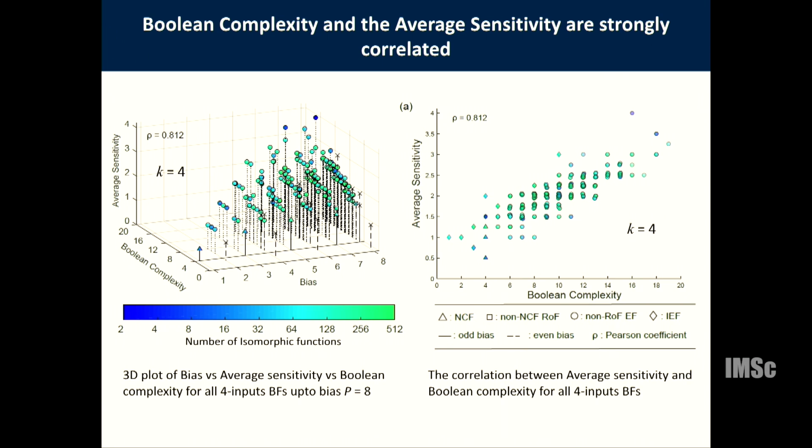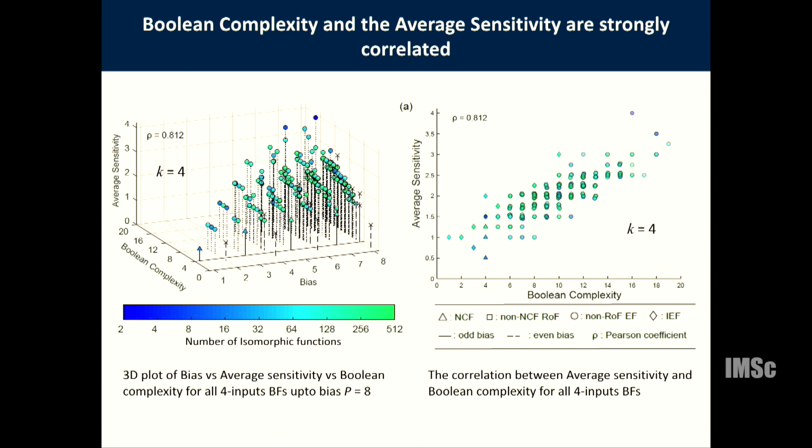So this is a 3-dimensional plot for all the 65,536 functions, where we have plotted the average sensitivity, Boolean complexity, and the bias of a function. I take a 2-dimensional projection of this 3-dimensional plot and first try to see if there is a relationship between average sensitivity and Boolean complexity of a function. You can see there is a very nice linear relationship, and the correlation between the two is as high as 0.812. This is only an empirical result.